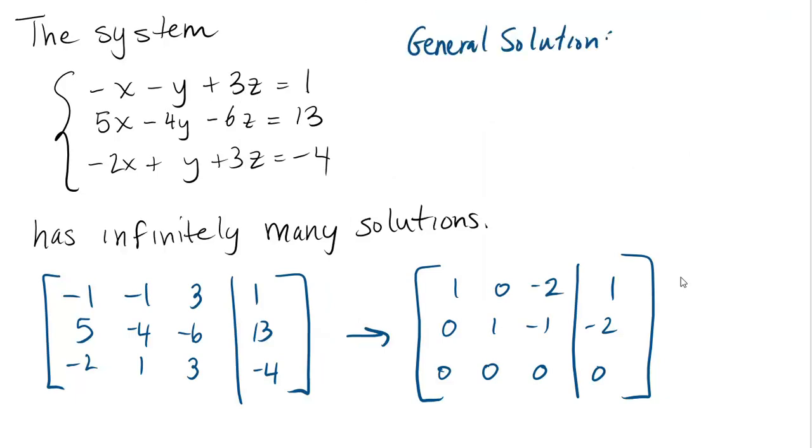The first row translates to x minus 2z equals 1. Translate that second row for me. That second row says y minus z equals negative 2. I'm going to transfer these to another screen and we'll solve them from here.